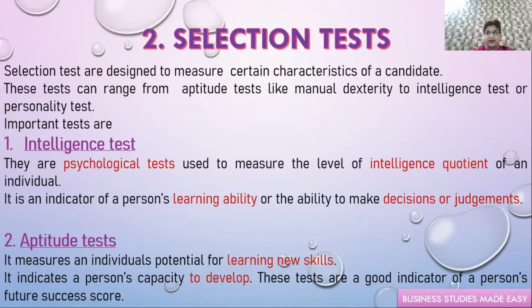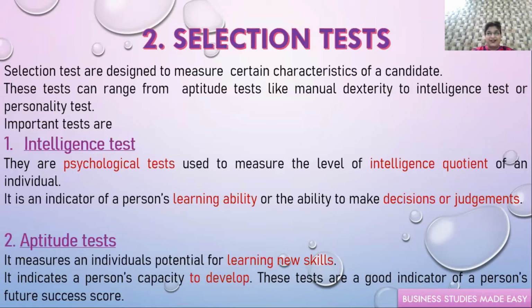Intelligence test is called IQ test. IQ of a computer is nil because they can't think anything by themselves. Whatever you feed them in the form of software, that only they can execute. So intelligence test is a psychological test. It's all in the mind. So this checks the intelligent quotient of a person, and this also checks the learning ability. Please remember this. Learning ability is checked by the intelligence test. Your knowledge you may have, but can you learn more? Learning ability, intelligence test, and decisions or judgment. Now managers need to make decisions and make judgments. So how good are you at that can be evaluated with the help of intelligence test.